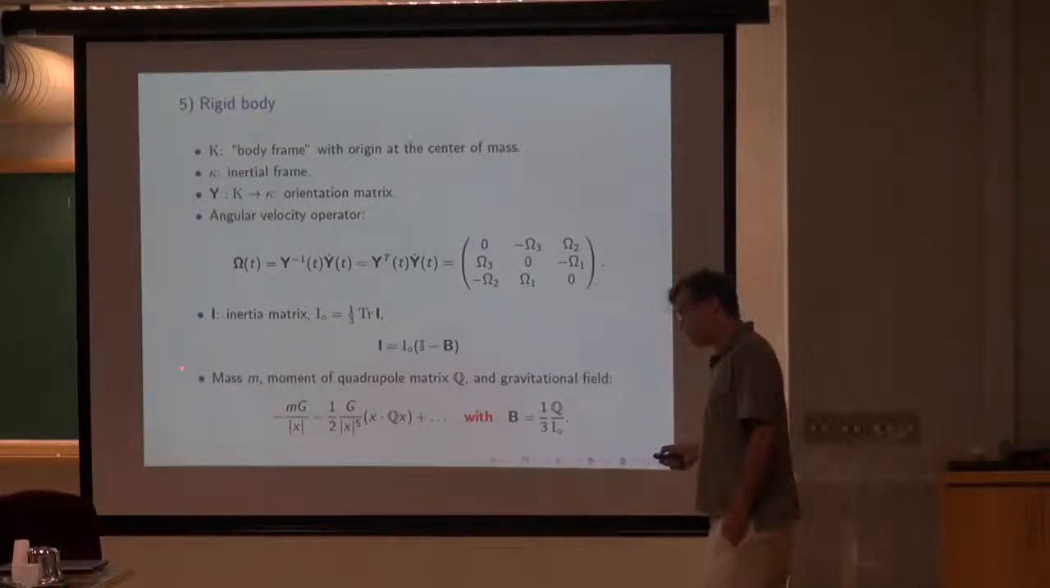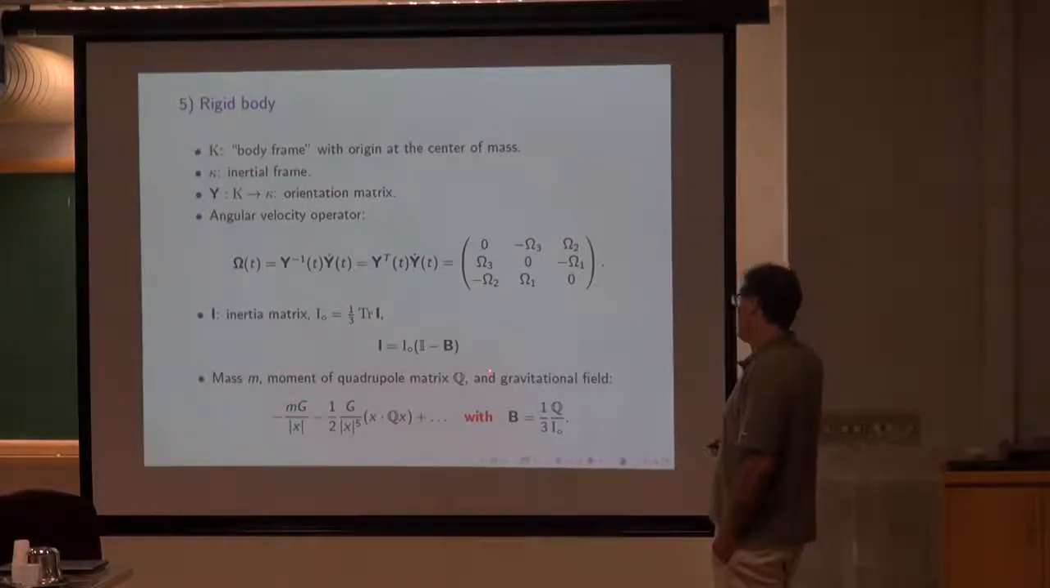And then I write the gravitational field of the body. This is the monopole part, this is the quadrupole part, and you see this matrix here, Q. The quadrupole moment of the body is essentially this B, divided with this normalization. B is a non-dimensional matrix, and Q has dimensions of moment of inertia, mass times distance squared.